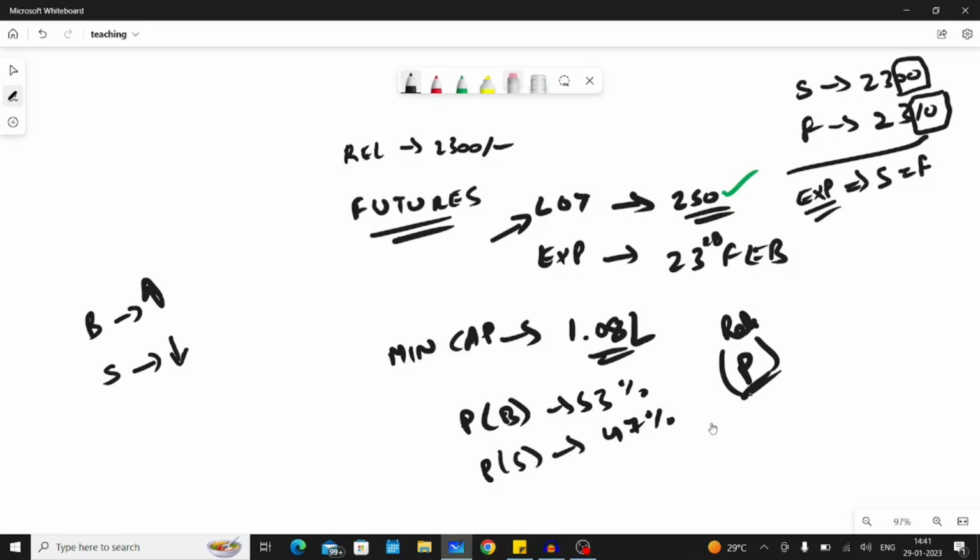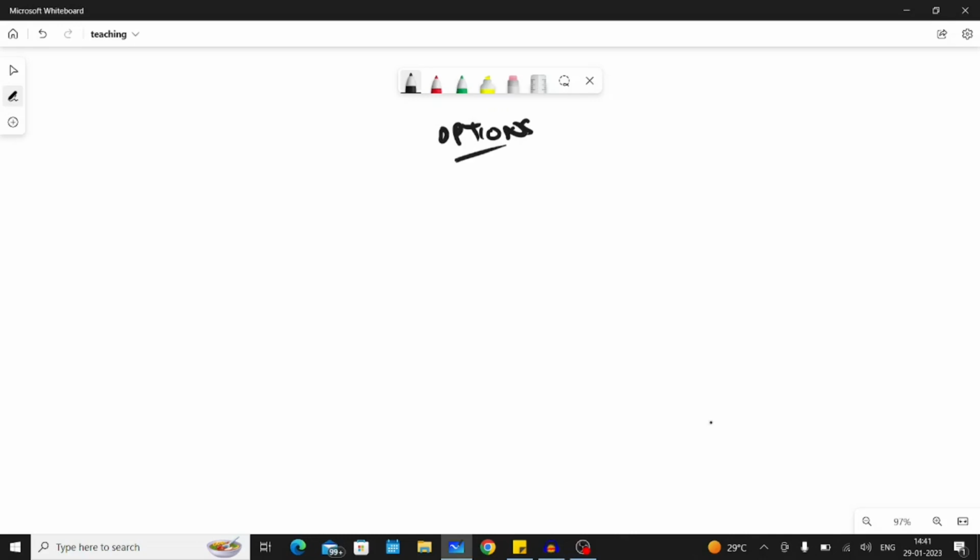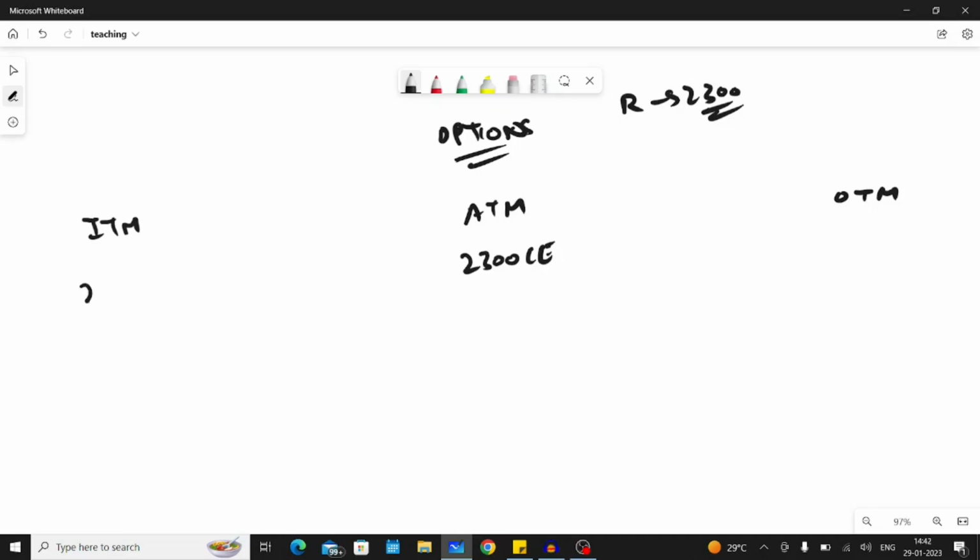Now let's look at options. So options can basically be in the money, at the money, or out of the money, right? And since Reliance is at 2300 now, let's say we consider the 2300 call option. So this is at the money. Similarly, what will be in the money? It will be somewhere around 2200 CE, right? And out of the money, 2400 CE, right?